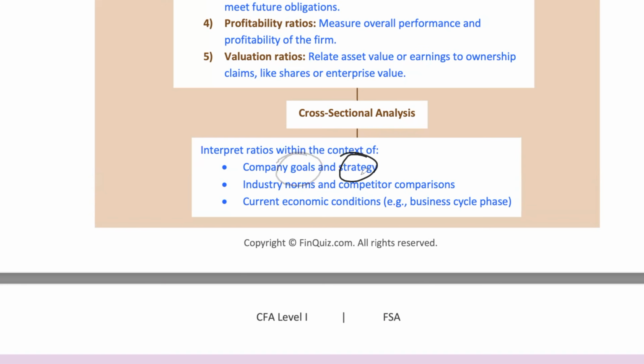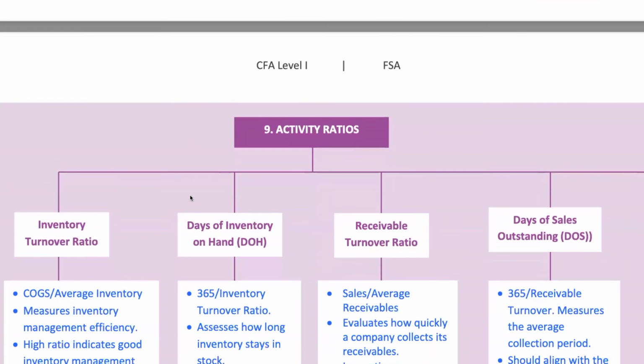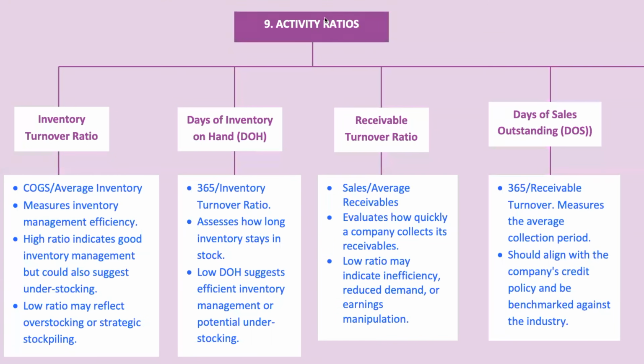Company goals and strategy. Is the ratio in line with what the company is trying to achieve? Industry norms. How does the ratio compare to the industry average? Economic conditions. What's happening in the broader economy? For cyclical companies, ratios can fluctuate depending on whether the economy is strong or weak. All right, now let's take a deeper dive into the first category we mentioned, activity ratios.